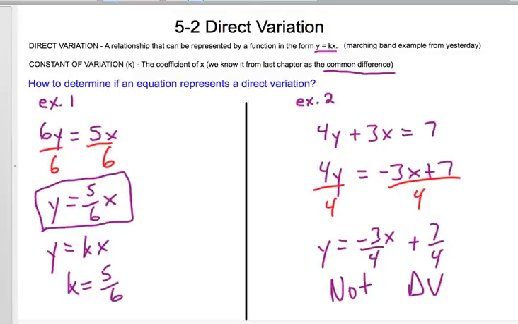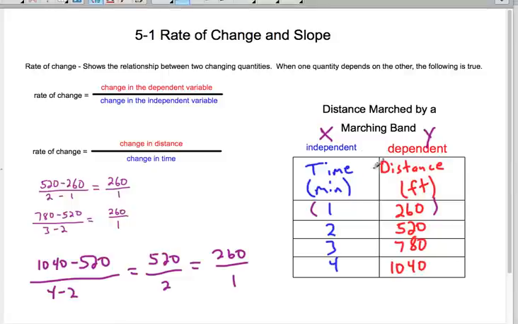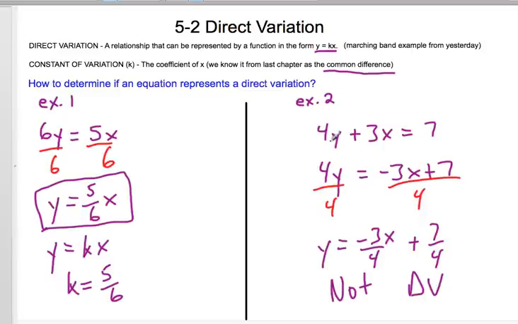What that means in actual terms of data, if we were to look at this marching band example again, a direct variation always has to have a 0, 0. So for instance, if the marching band goes for 0 minutes, the distance would be 0. Okay, and that won't happen in this case.